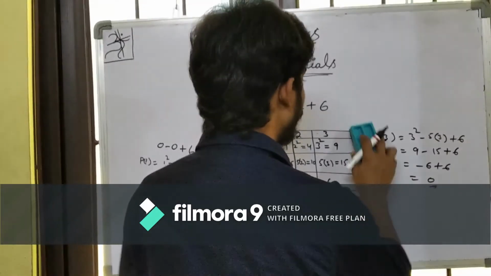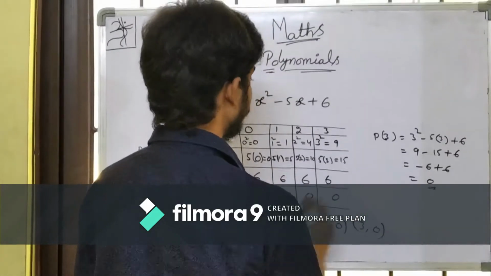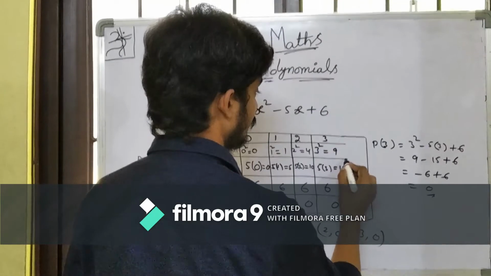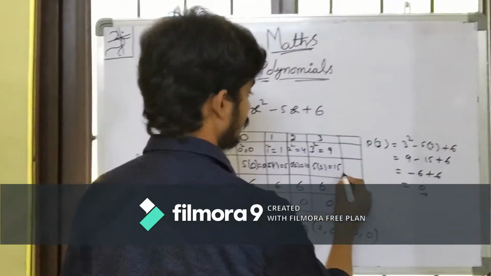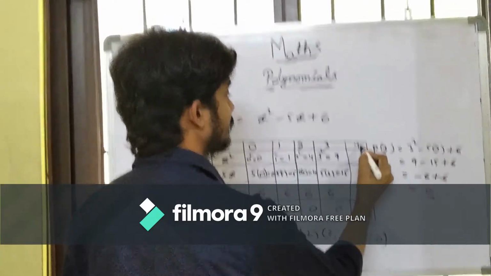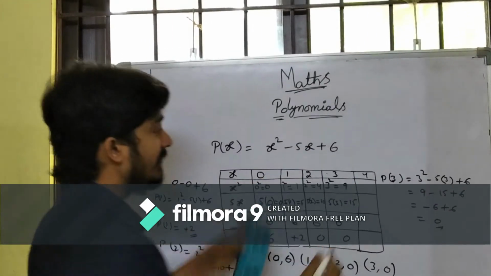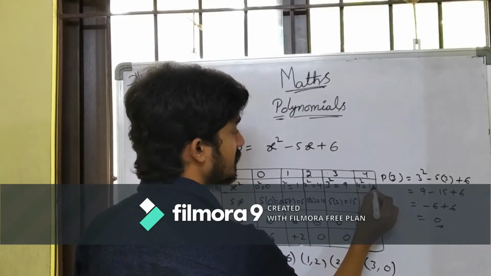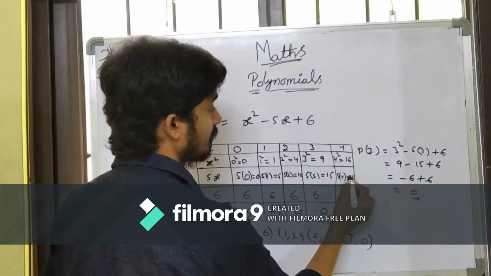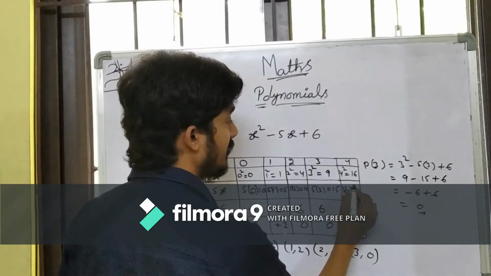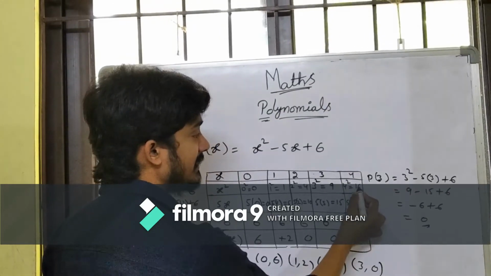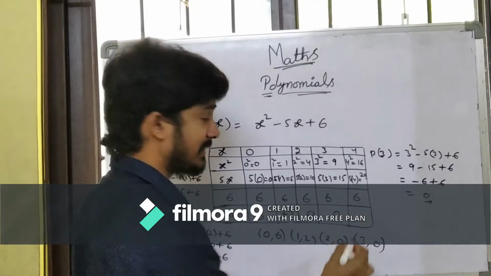Next, if x equals 4, x square value is 4 square, which equals 16. 5 into 4 is 20, 20 plus 6. 16 minus 20 is minus 4. Minus 4 plus 6 is 2.